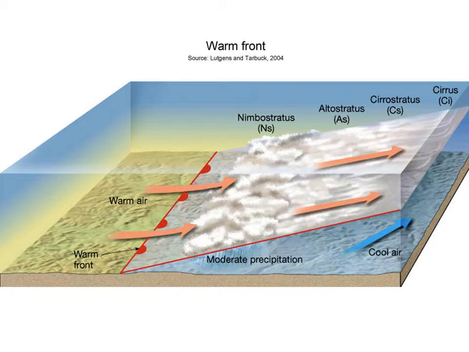Here's another type of front called a warm front on the left. Here a warm front is rising gradually over a cool air mass, giving moderate precipitation or rain. On top they give symbols for the different types of clouds. Meteorologists can look at these cloud formations and predict the duration of the weather patterns.